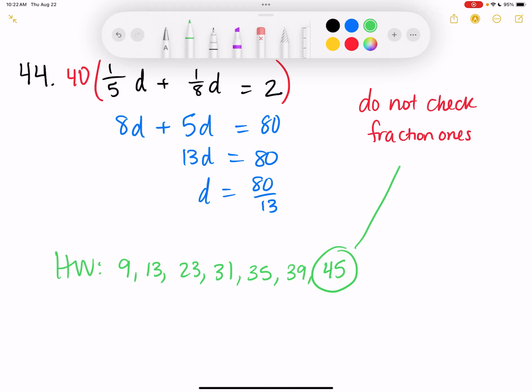45 is the no-checking one, so I'm just going to point to that so you know that. I mean, you can, but you don't have to.